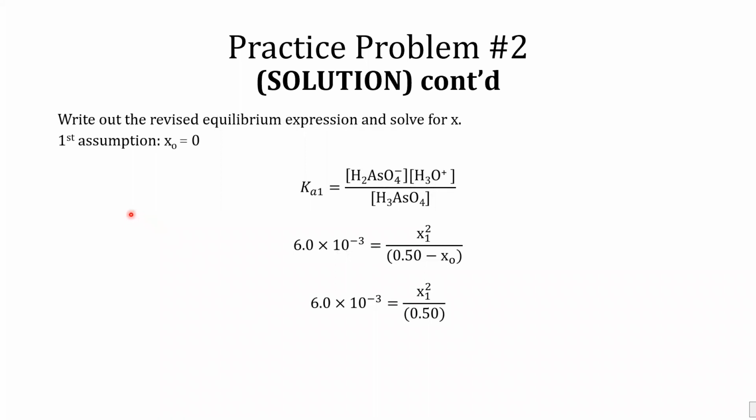Using the successive approximation method, in the first assumption, x0 equals 0, and x1 equals plus or minus 5.5 times 10 to the minus 2. For each answer, one will use only the positive root, and this process will continue until two consecutive answers are identical.